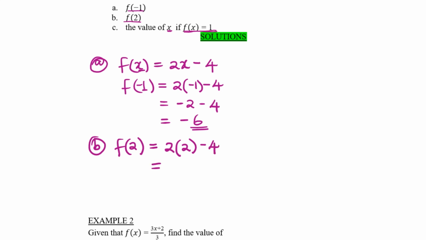So we'll say 2 times 2 will give us 4 minus 4, and 4 minus 4 will just give us a 0.